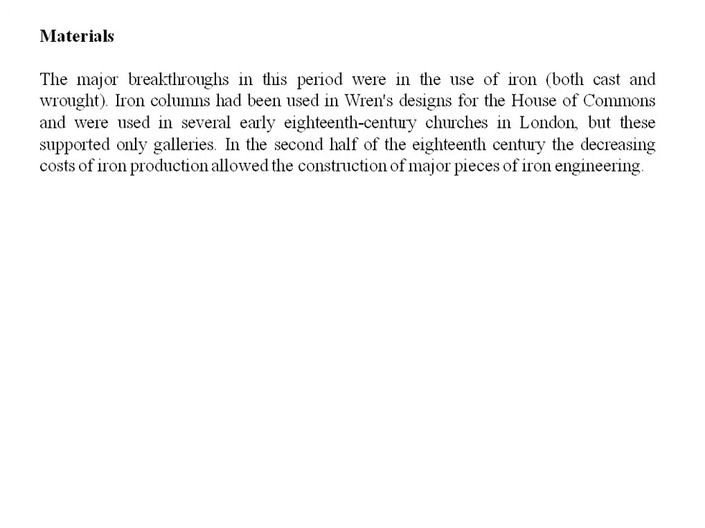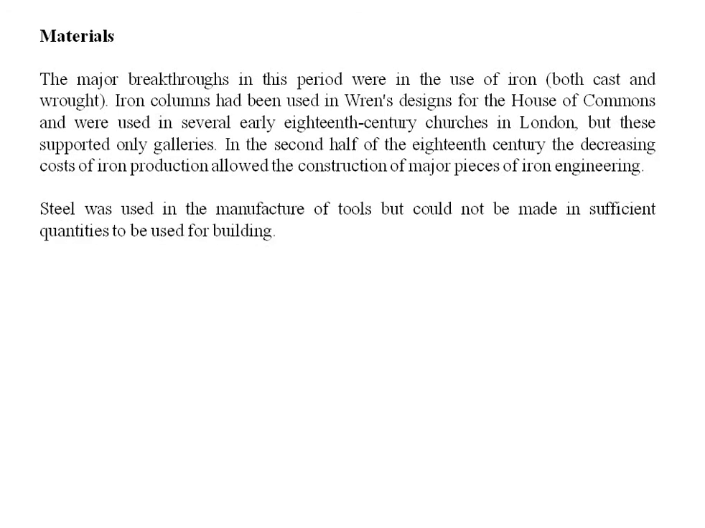Materials. The major breakthroughs in this period were in the use of iron, both cast and wrought. Iron columns had been used in ranges designed for the House of Commons and were used in several early 18th century churches in London, but these supported only galleries. In the second half of the 18th century, the decreasing cost of iron's production allowed the construction of major pieces of iron engineering. Steel was used in the manufacture of tools but could not be made in sufficient quantities to be used for buildings.